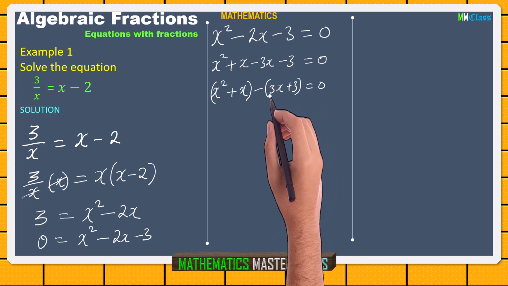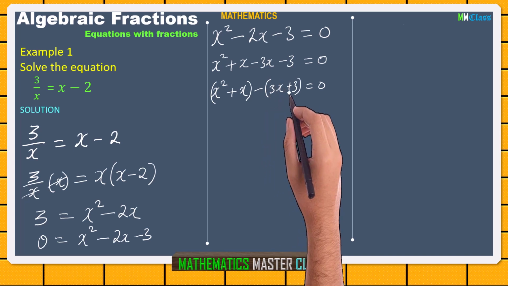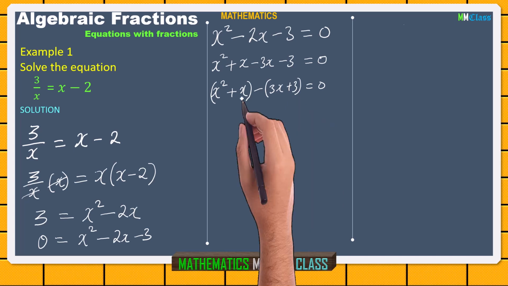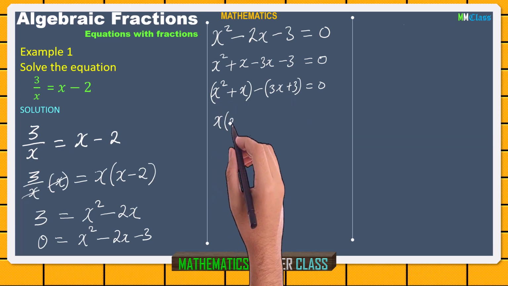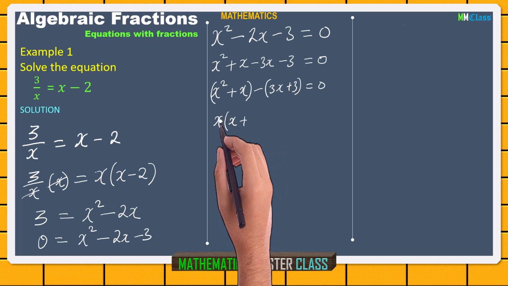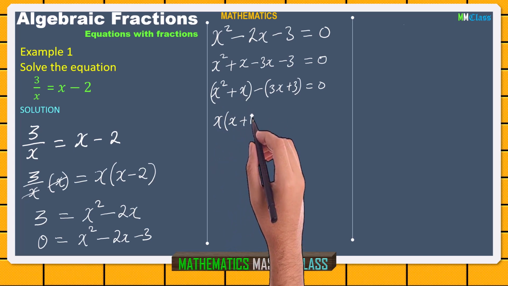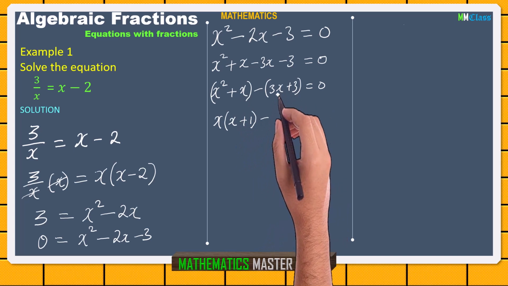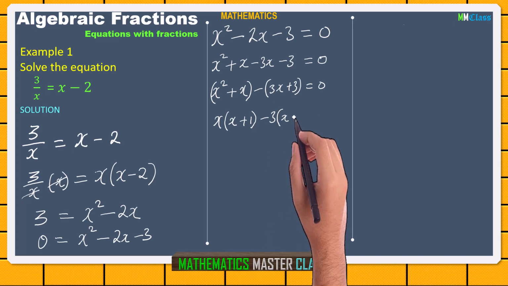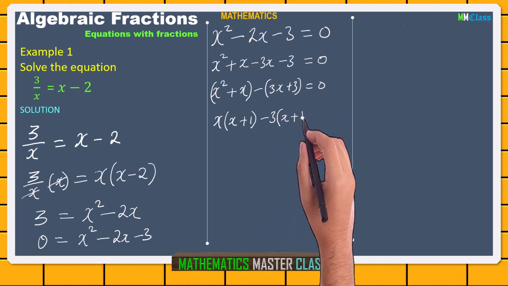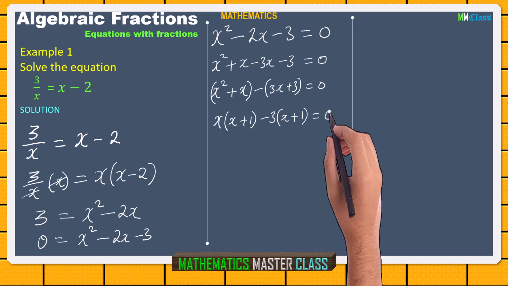Anytime you draw a bracket in front of a minus, it will turn whatever sign comes thereafter. If it is minus, it will become plus, and if it is plus, it will become minus. So this will be equal to x is common inside this bracket, so bring it out. x into x squared will give us x, plus x into x will give us 1. Minus 3 is common inside this bracket, so bring it out. 3 into minus 3x will give us x, plus 3 into 3 will give us 1, is equal to 0.